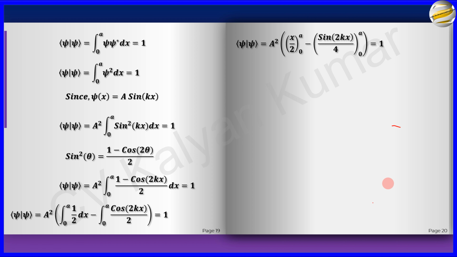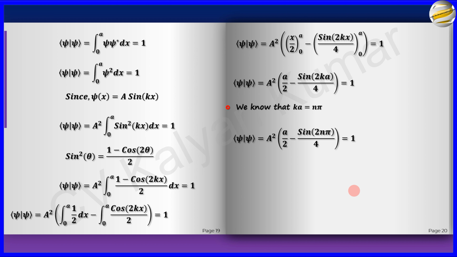Now let's put the limits. When you put the limits, 0 is gone anyway, and here also 0 is gone. So we only need to put a everywhere. So can you see I get this? And we know that Ka is n pi. Remember? So put this n pi here. Since sine n pi is 0, sine 2 n pi will also be 0. So see, sine of any multiple of n pi is 0. N you put as 1, 2, 3, 4, 5, 6, anything. So if sine n pi is 0, sine 2 n pi will also be 0.